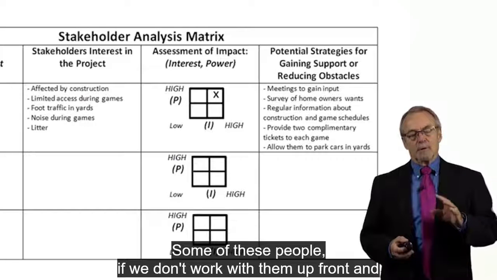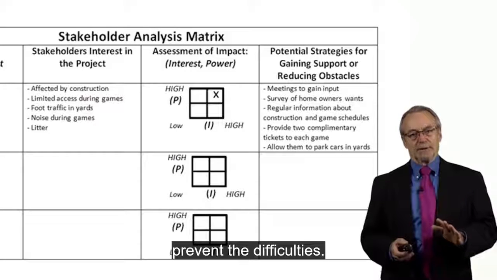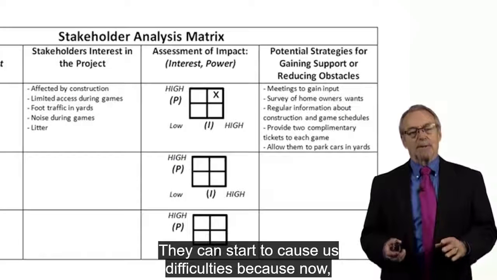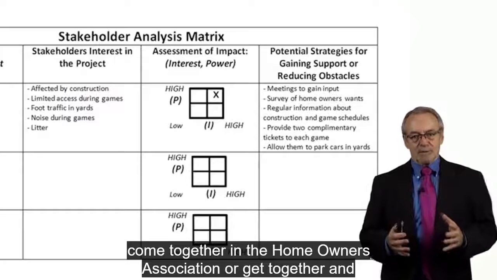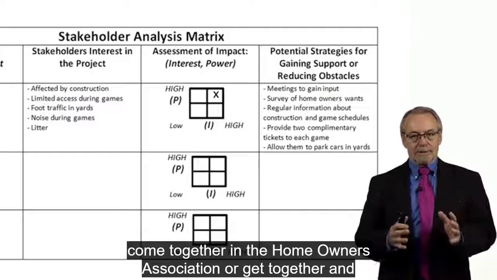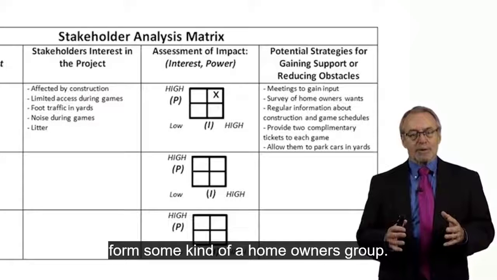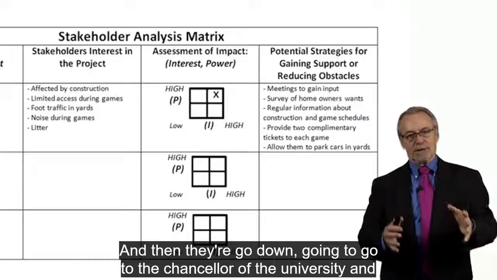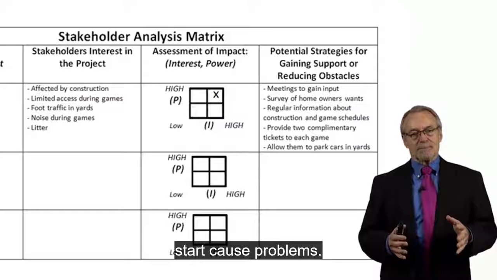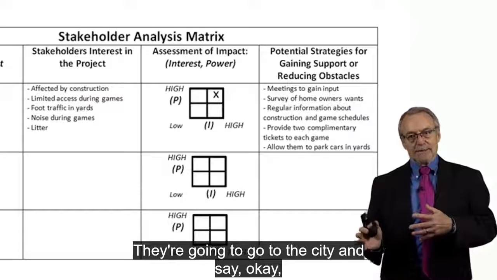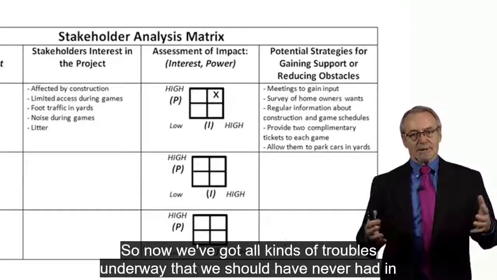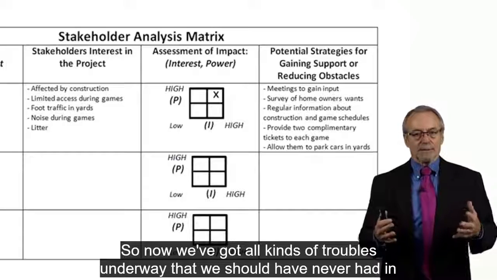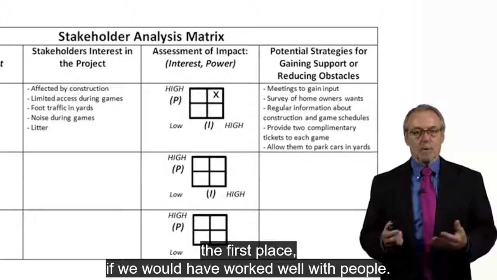Some of these people, if we don't work with them up front and prevent the difficulties, can start to cause us difficulties. Someone or a few people in this group decide they're going to come together in the homeowners associations and form some kind of homeowners group, and then they're going to go to the chancellor of the university and start to cause problems. They're going to go to the city and say, we want you to get involved because this new construction is causing us problems. So now we've got all kinds of troubles underway that we should never have had in the first place if we had worked well with people.